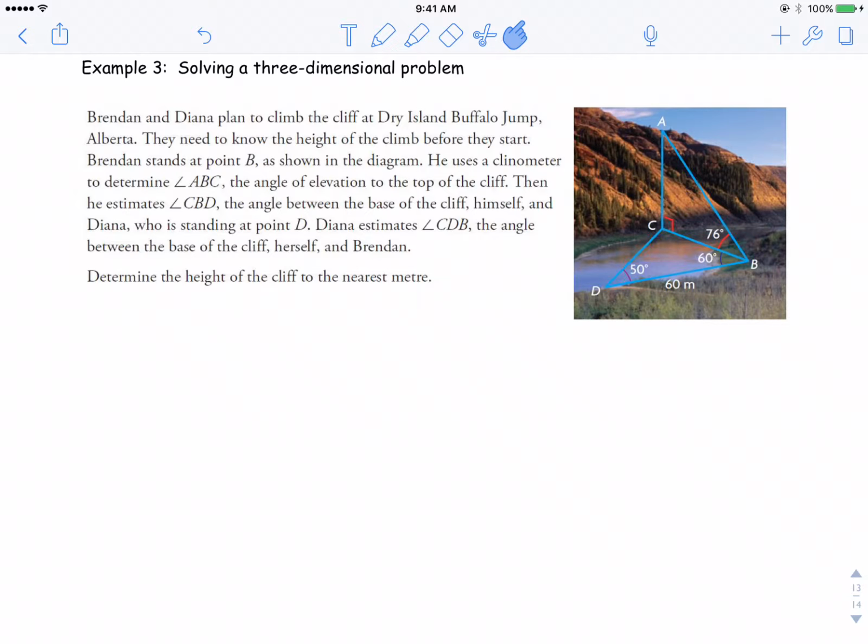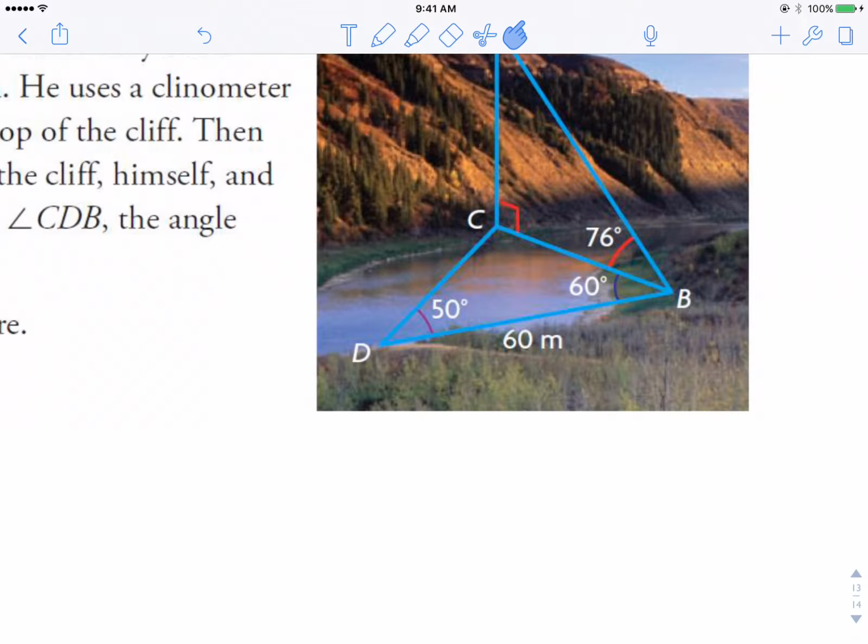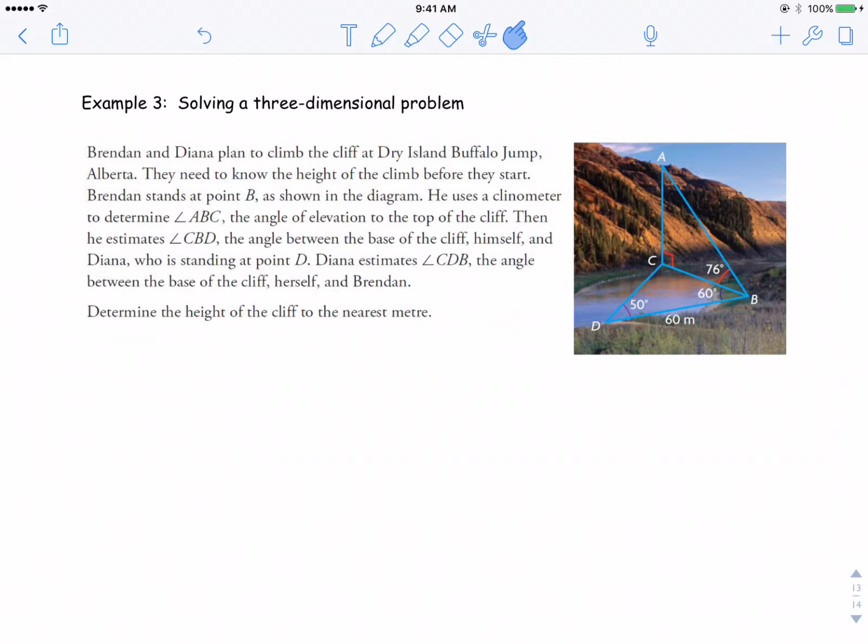So Brendan and Diana plan to climb this cliff at Dry Island Buffalo Jump, Alberta. They need to know the height of the climb before they can start. Brendan stands at point B, as shown in the diagram. He uses a clinometer to determine angle ABC. ABC is angle 76 degrees there, the angle of elevation to the top of the cliff. Then he estimates CBD down the river, the angle between the base of the cliff and himself, and Diana, who is standing at point D. Diana estimates angle CDB, which is the angle back to Brendan, between the base of the cliff, herself and Brendan. Determine the height of the cliff to the nearest meter.